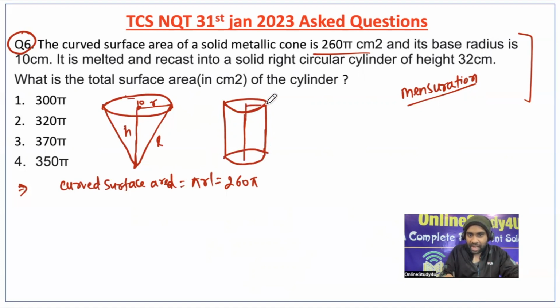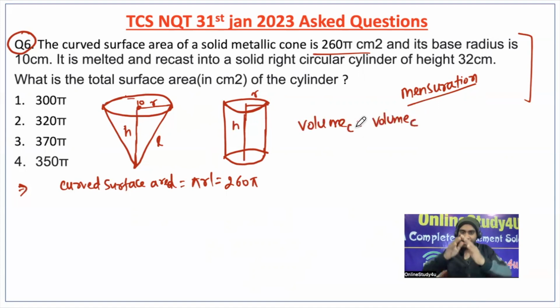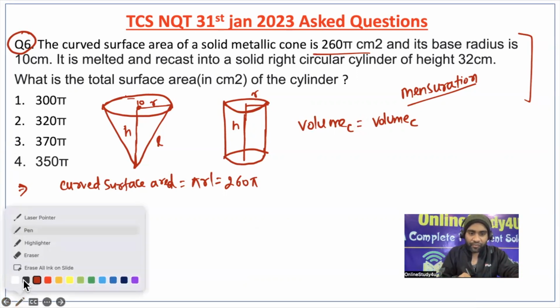So friends, in all this process the volume will be the same. The volume of the cone will be equal to the volume of the cylinder, because the same cone we are melting and recasting into a solid right circular cylinder, right? So the volume will be the same. I will make the volume the same, get the data, and with the data I will be able to solve for the surface area.